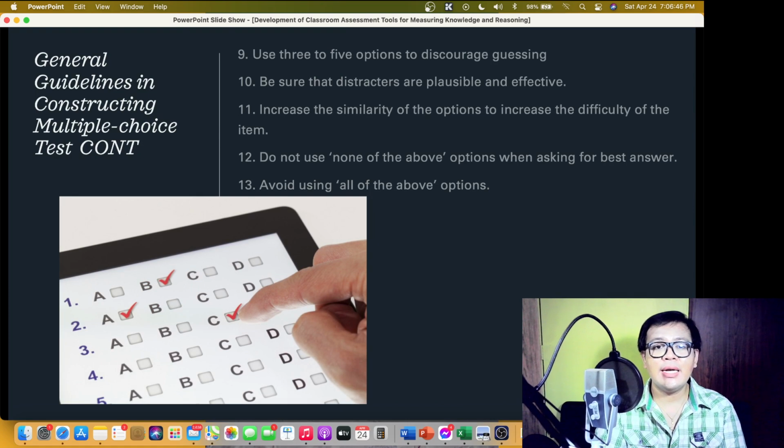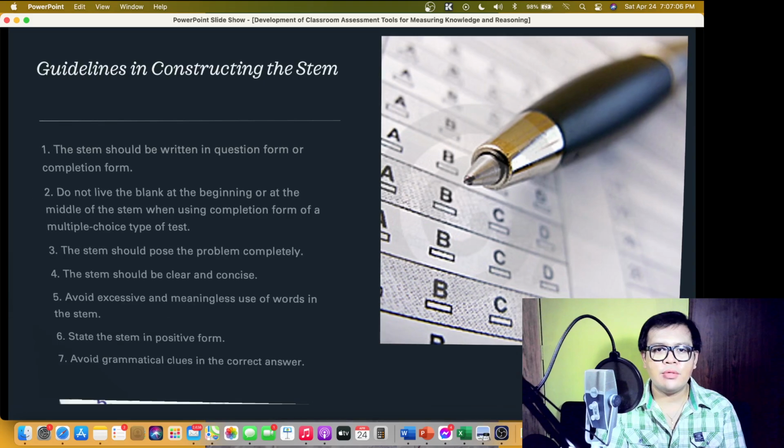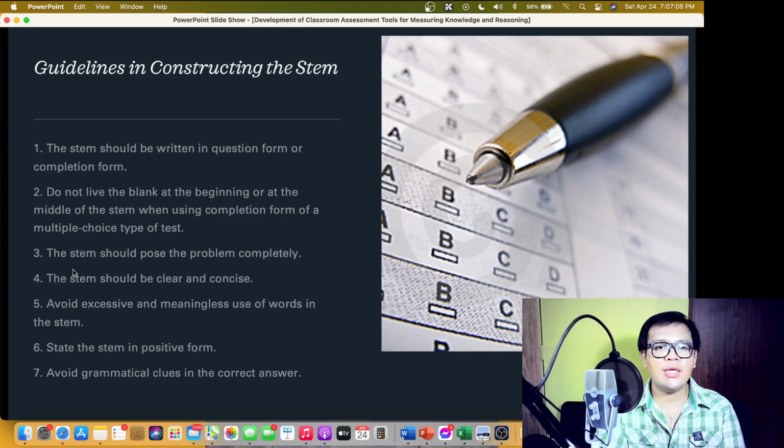Continuation as well with the guidelines is to use 3 to 5 options to discourage guessing. Make sure that distractors are plausible and very effective. Increase the similarity of the options to increase the difficulty of the item. Do not use none of the above options when asking for the best answer, and avoid using all of the above options as well.